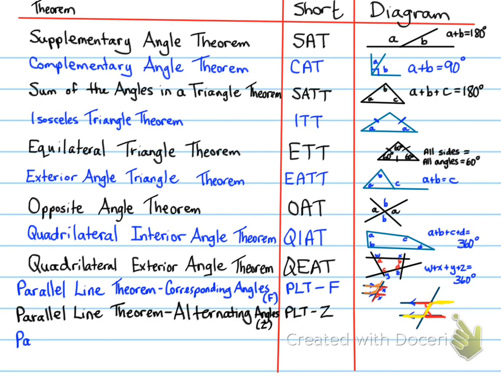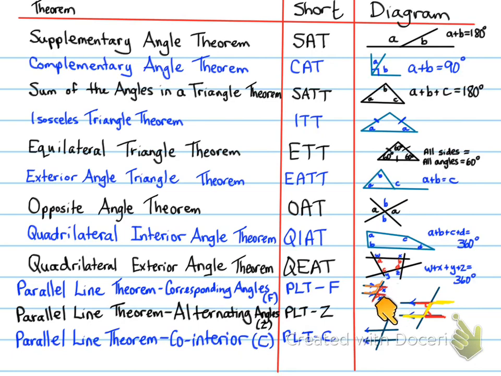Now the final parallel line theorem is the C pattern. Parallel line theorem, co-interior angles. Co-interior angles is a C pattern, also known as PLTC. How do we get that? Well, we have two parallel lines and the transversal. And what happens here is we create a C as such, and this angle inside here, the interior angle here, plus the interior angle here, will equal 180 degrees. That is, x plus y will equal 180 degrees.